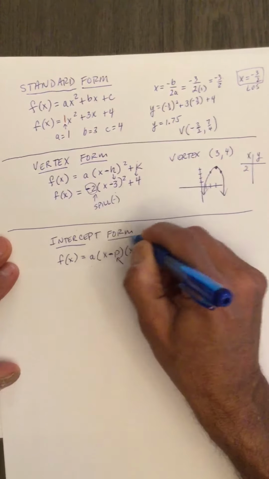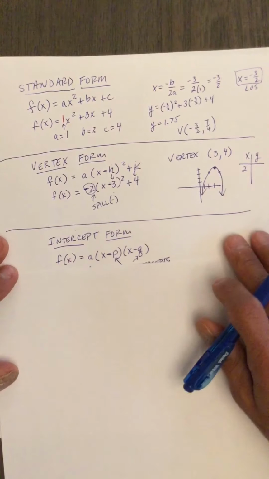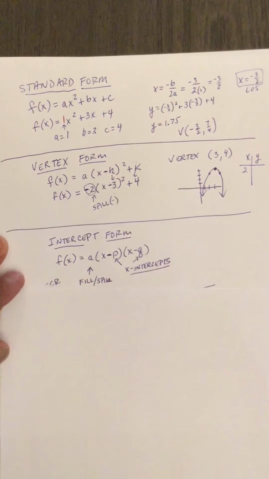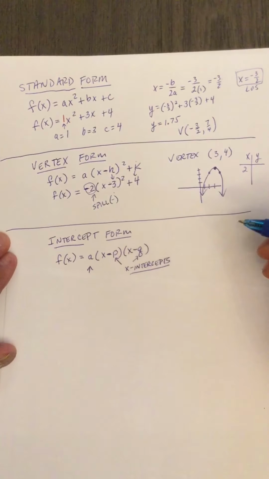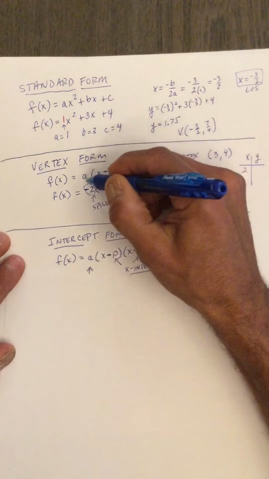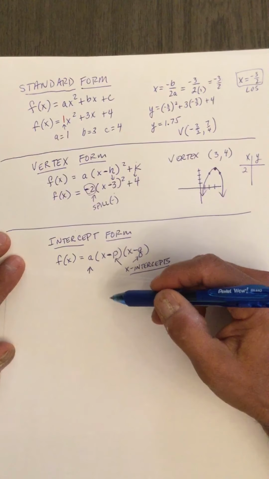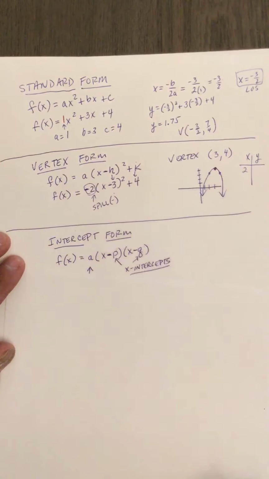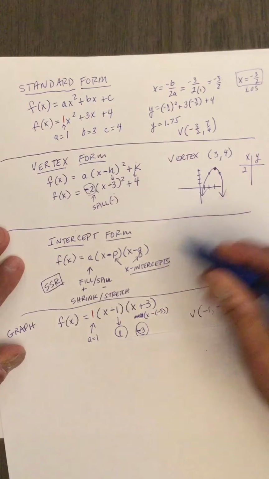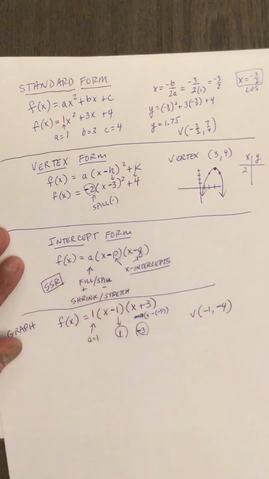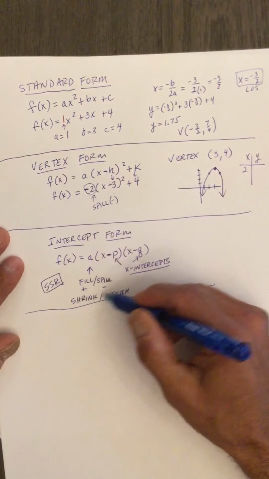This is called intercept form because p and q are the x-intercepts. So these are my two x-intercepts. Remember that the minus sign is part of the formula. A, just like up here, tells me if it's a fill or spill, and it tells me the stretch or the shrink. Remember, this is the SSR: stretch, shrink, or reflect. If a is negative, it's a spill. If it's positive, it's a fill. And it stretches or shrinks.